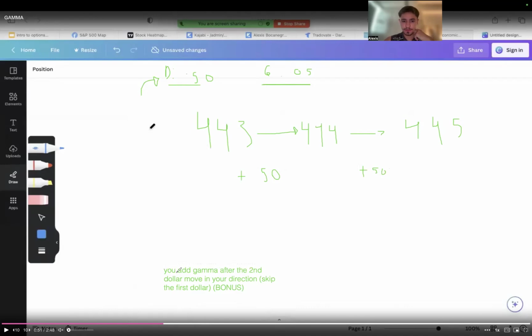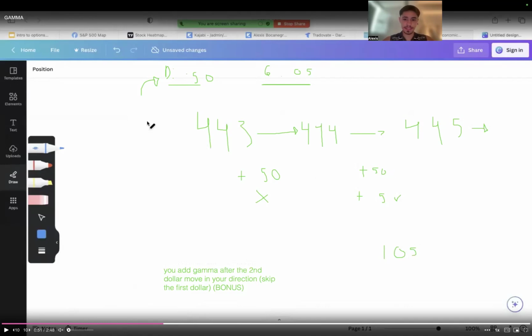Okay? So you add gamma after the second dollar move in your direction. You skip the first dollar. So at the first dollar move, I only add delta. Cool. We went up a dollar. I was right. I made the delta. Now I went up $2. Now I get a little bonus for being correct. Think of it, now I add the delta and the gamma. So in total, I made $105 on this trade because I was correct on this little bonus. And every dollar after, you can continue to add the gamma.